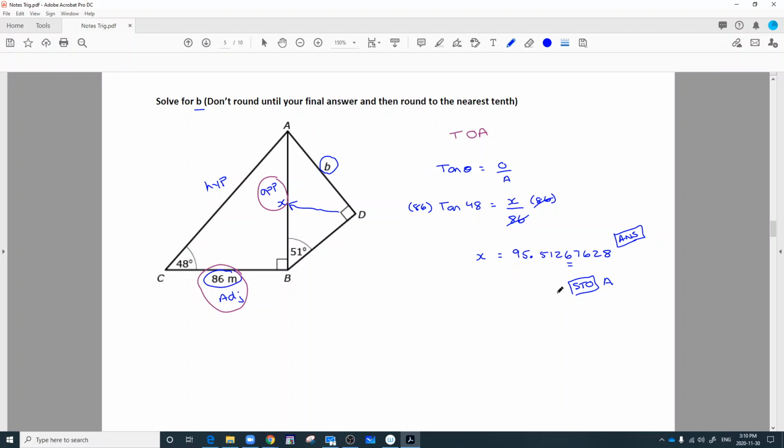Because now what we're going to do is use this answer. So now I know that this side length in both of these triangles is 95.51267628. That's the length of this side. Now if I look in this other triangle, I'm going to label it. Now my opposite becomes my hypotenuse. This is the angle I know, so this is my opposite, and this is my adjacent.